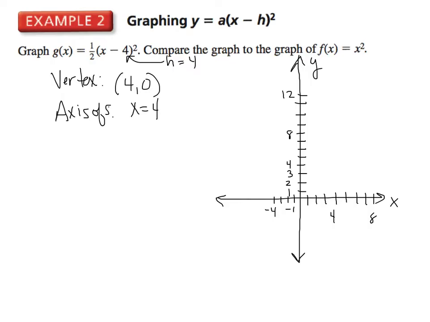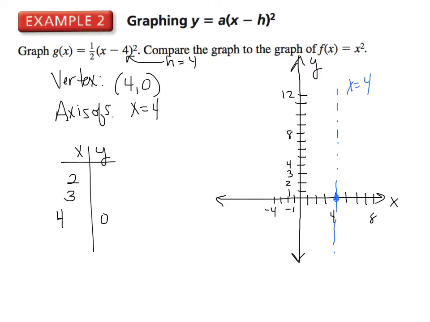So now I'm going to start graphing it. I'll start by graphing my vertex at 4, 0, and my axis of symmetry, which is x equals 4. I now could pick any two values I want. So I'm going to pick two values that are less than the x coordinate of 4. We know 4 is at 0, so I'm going to plug in 3 and 2.